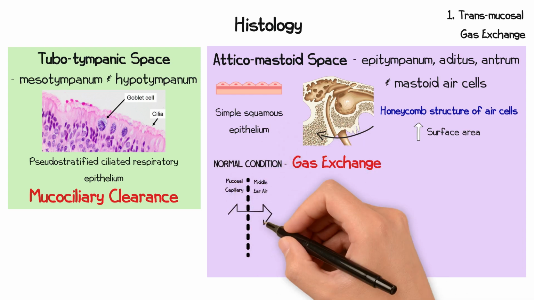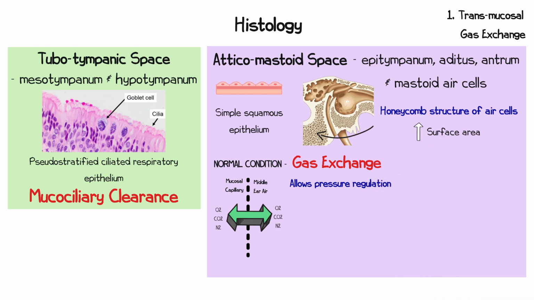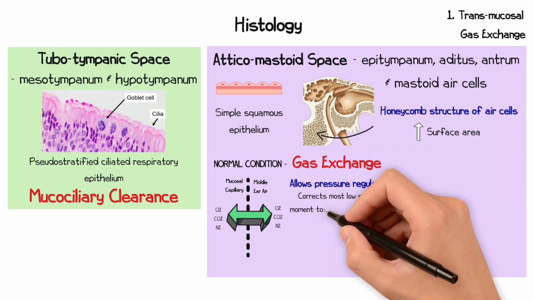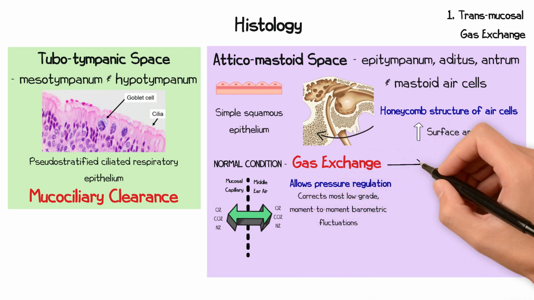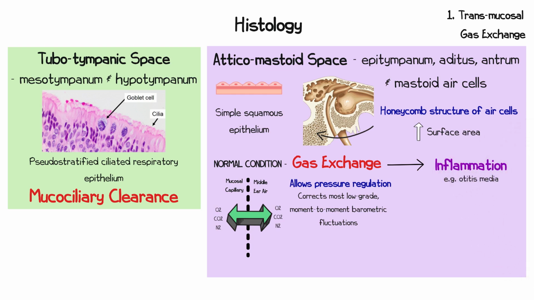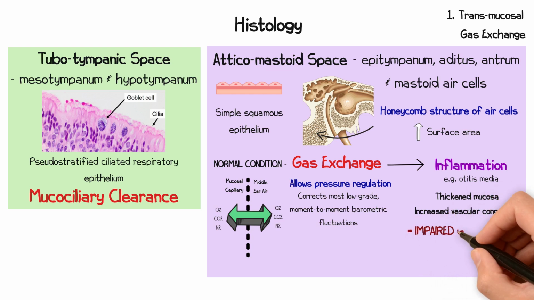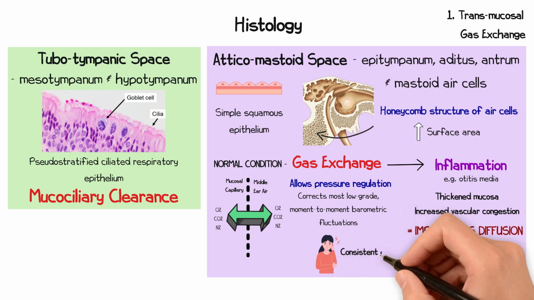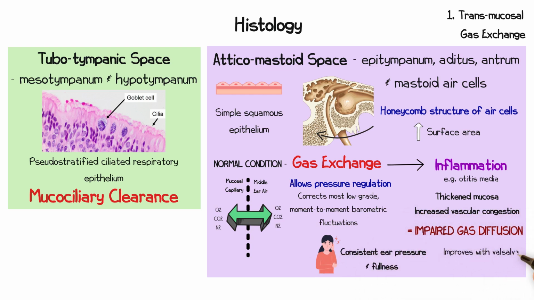Under normal conditions, gas exchange across this membrane allows minute-to-minute pressure regulation without the need for active Eustachian tube opening. Evolutionarily, humans didn't experience extreme pressure shifts like diving mammals or birds. This passive diffusion corrects for most low-grade moment-to-moment barometric fluctuations. But when inflammation occurs, like in otitis media, the mucosa becomes thickened, vascular congestion increases, and gas diffusion is impaired. Patients who have an impairment with this mechanism may report consistent ear pressure and fullness, which improves with Valsalva maneuver before shortly recurring a few minutes later.